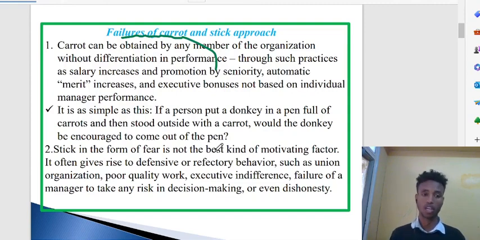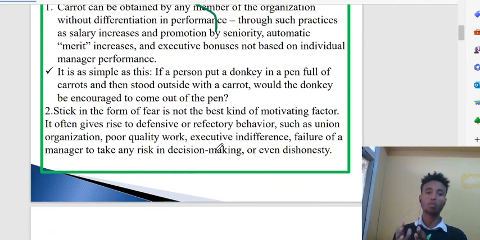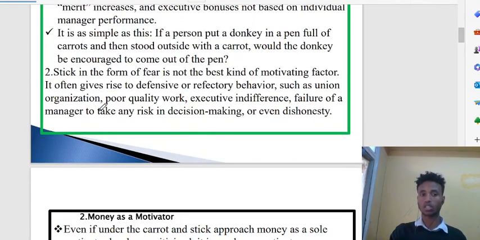A stick is a form of fear, and it is not the best kind of motivating factor. This is an equity stick and carrot approach.